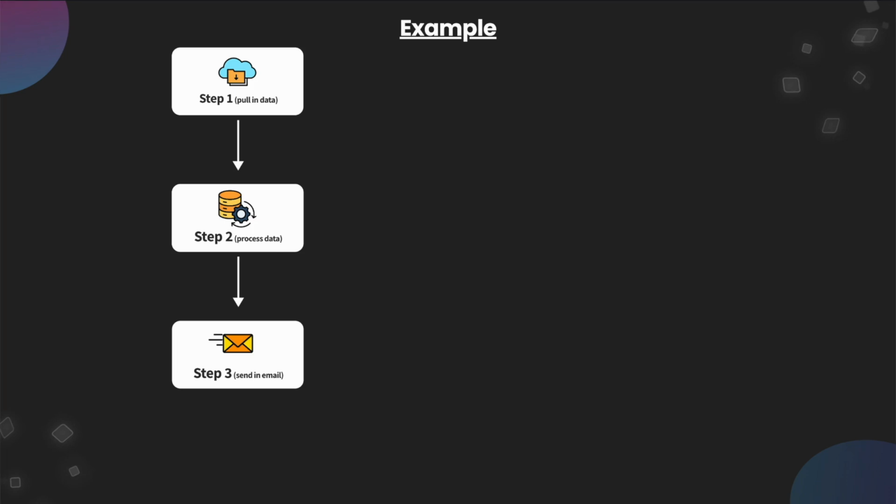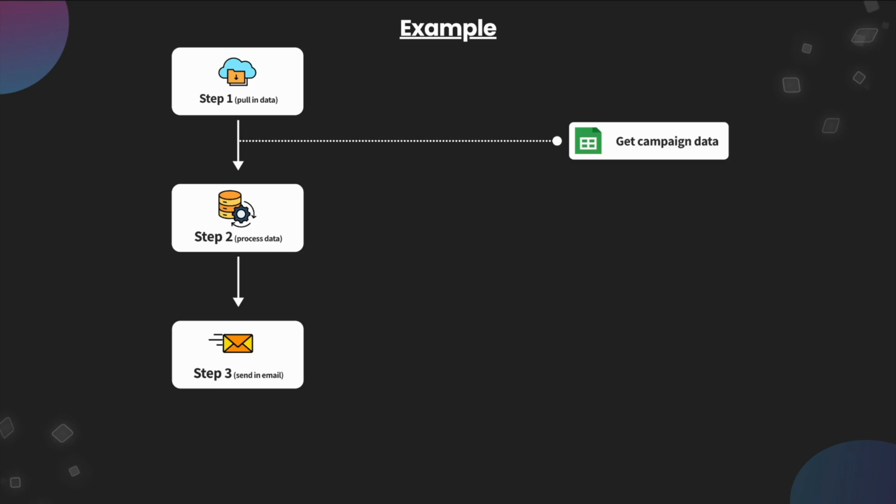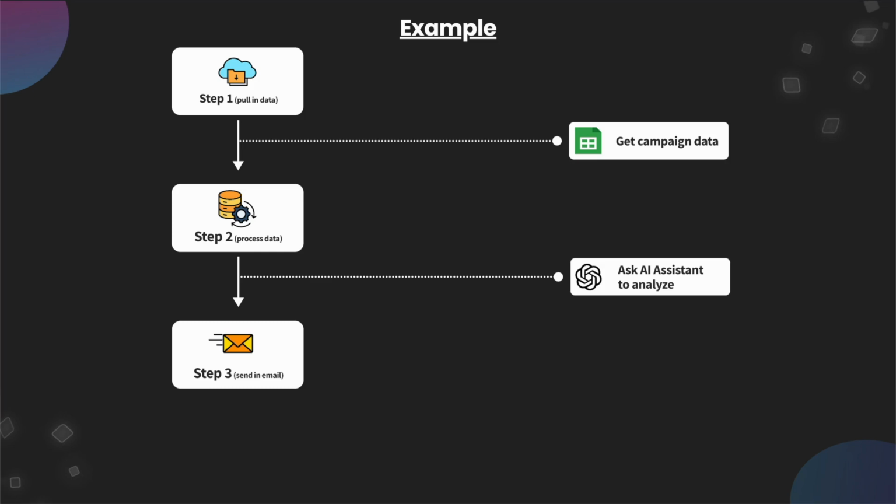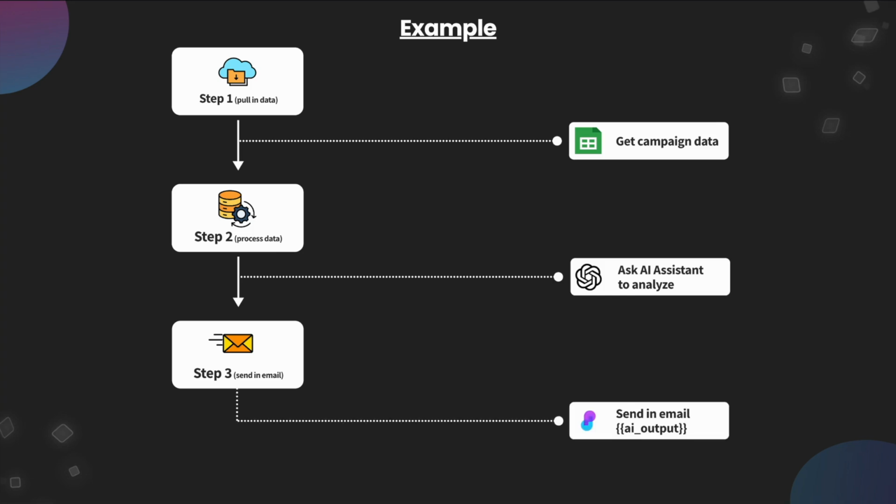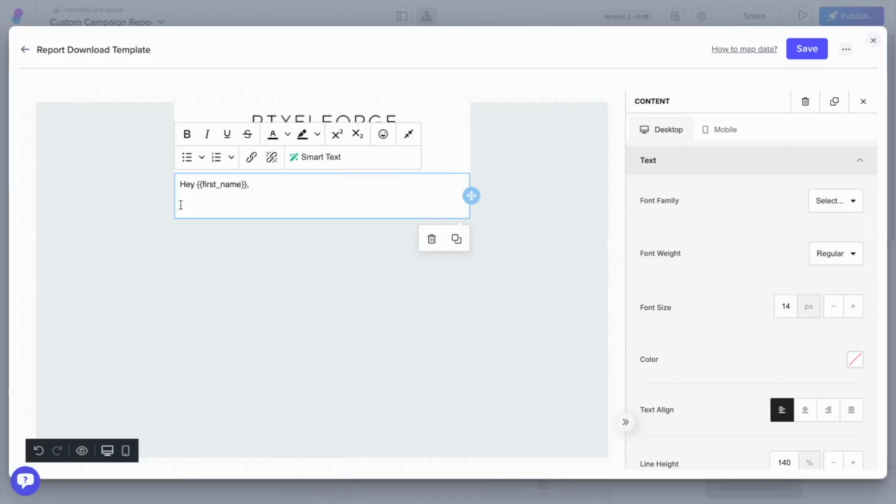Just as an example, I could level up this whole feature by adding a previous step in my workflow that could send the newly exported campaign data to an OpenAI assistant and ask the AI to analyze the data based off the benchmarks that we've given it. Then we can plug in that returned AI output into this email with a simple dynamic field called something like AI output.